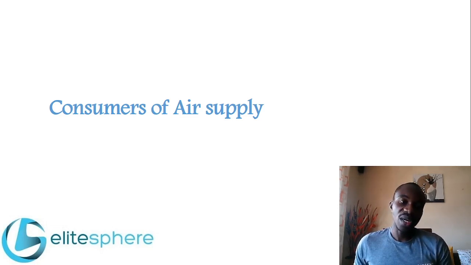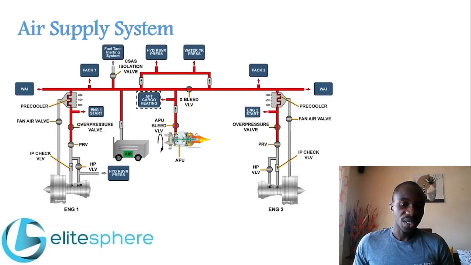So next we're going to look at a diagram here which shows the basic system of an Airbus, and I'll try to show you the various sources that we've mentioned, and the components and the consumers from the diagram. So we'll start with the sources. We have three sources. We have the engines, which are used in flight, and we also have an APU that can be used in flight as well as on ground.